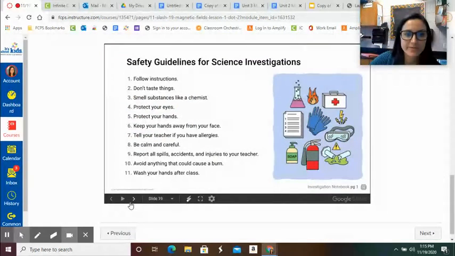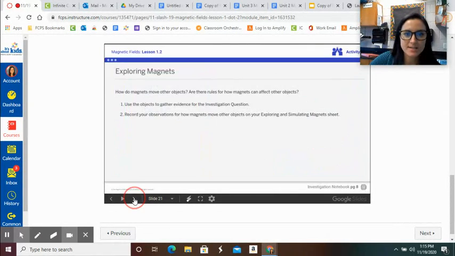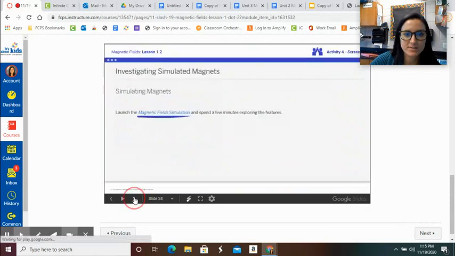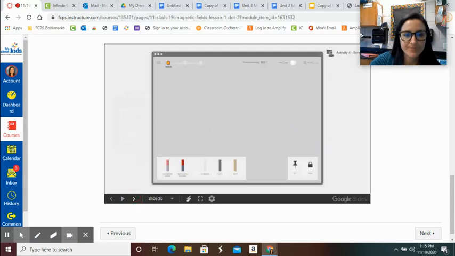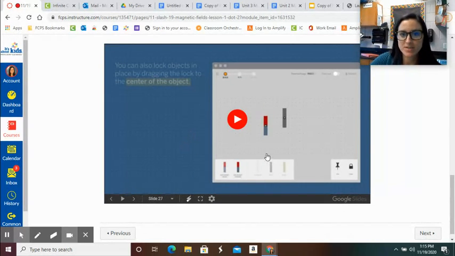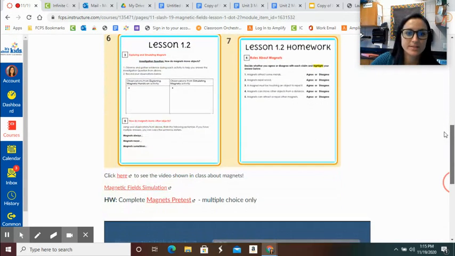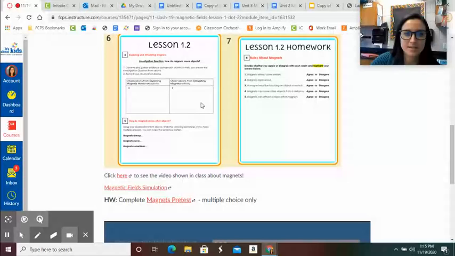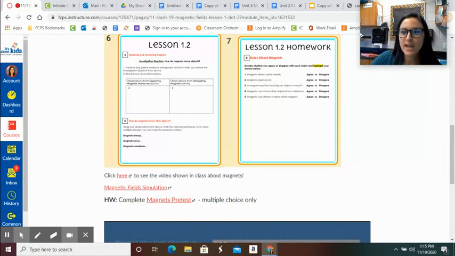You're just playing around with it. What there is for you to use in these slides, when you skip to about slide 27, is a video right here to show you some basics on how to use that simulation. And this one does have sound, so I'm not going to play it. You can watch that one on your own. And so you're going to use that simulation to fill in these observations over here. You should have about 2 to 3 observations per box.